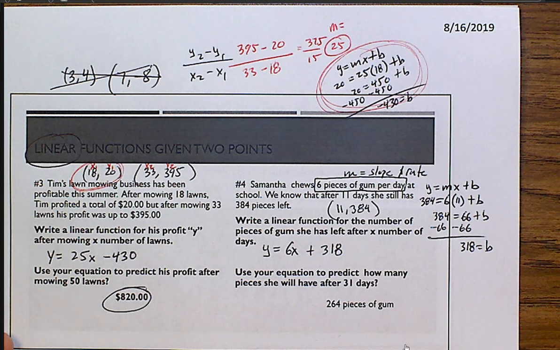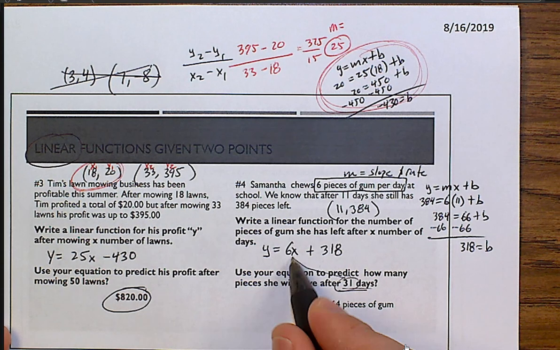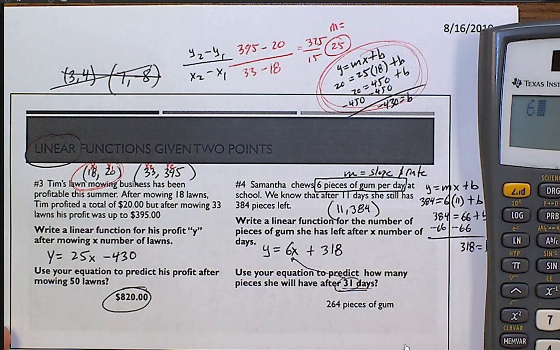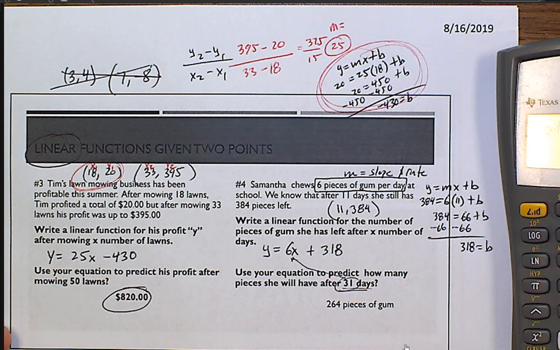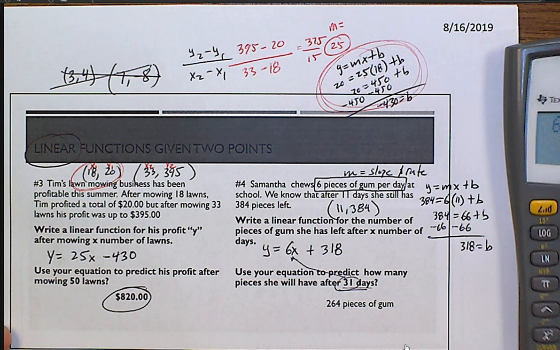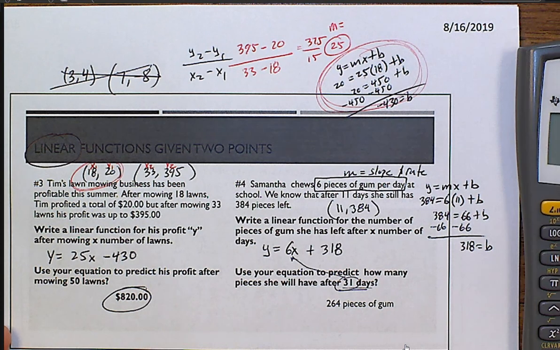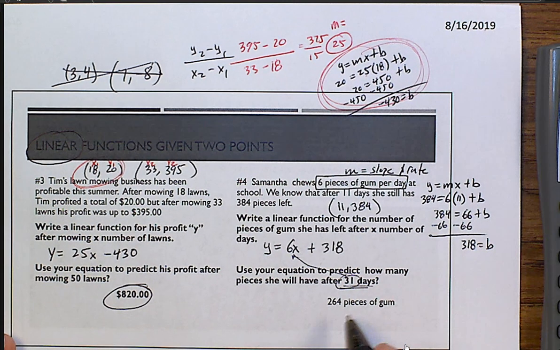Okay? Use your equation to predict how many pieces she'll have after 31 days. So I take 31, plug it in for x. 6 times 31, let's just double check, make sure I have it right, is 186, and then I add that to 318, and I get 504. Ooh, I did something wrong here. What did I do here?